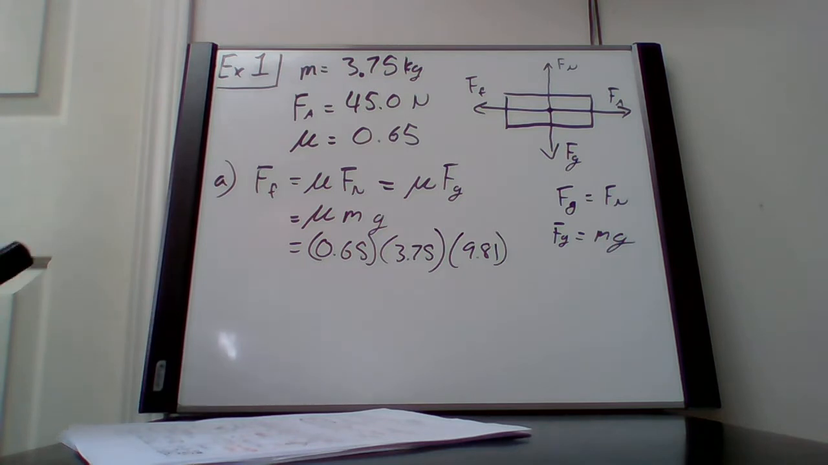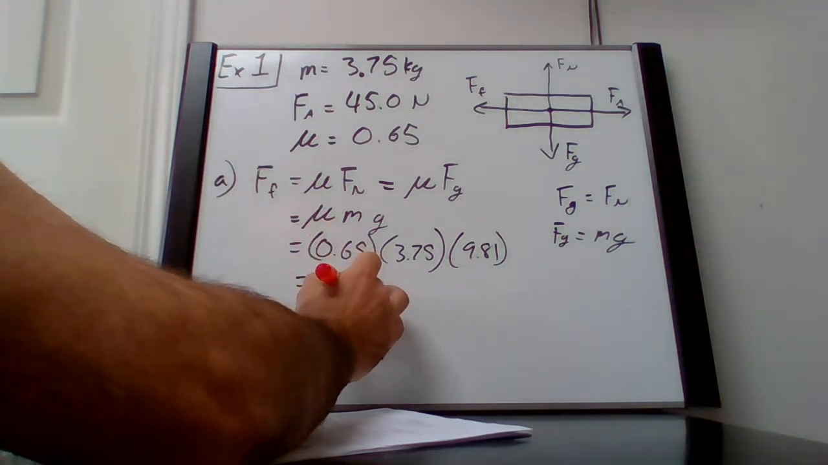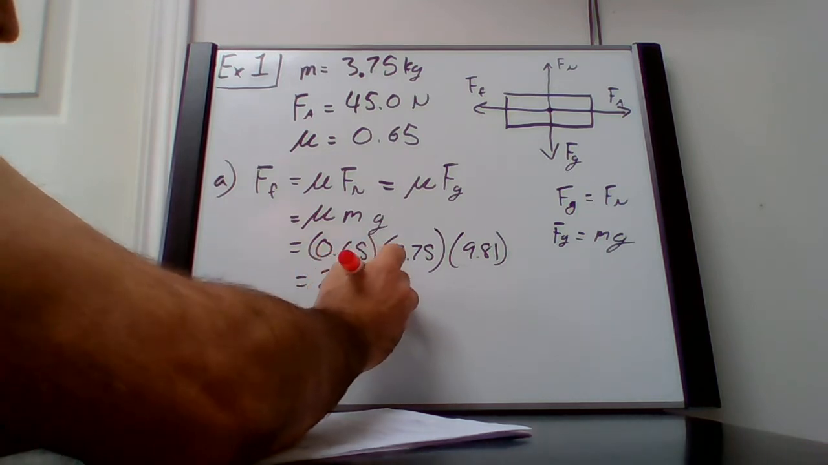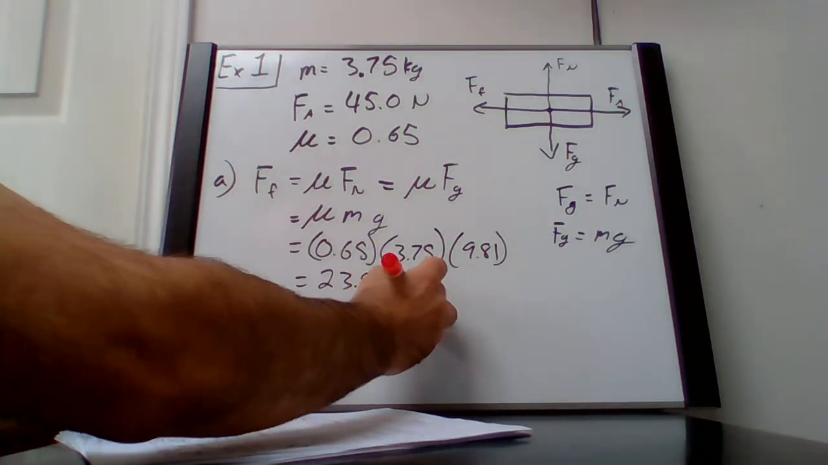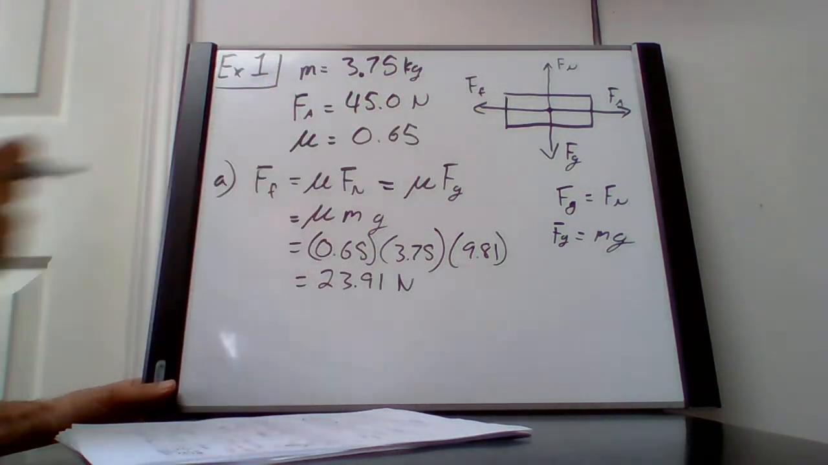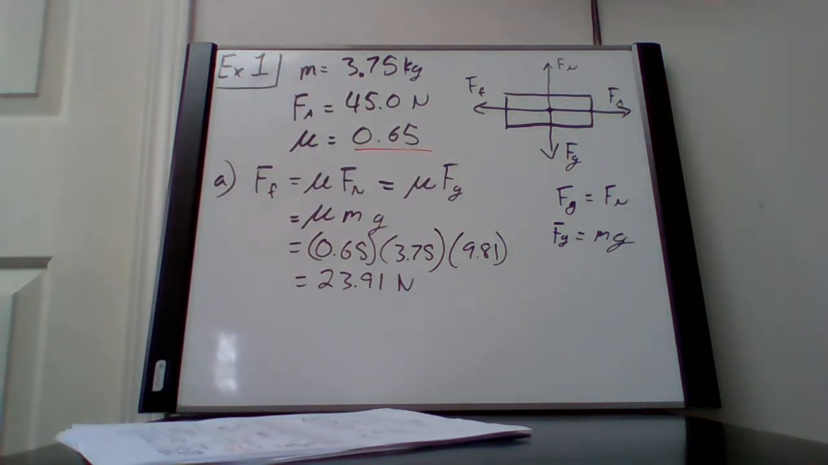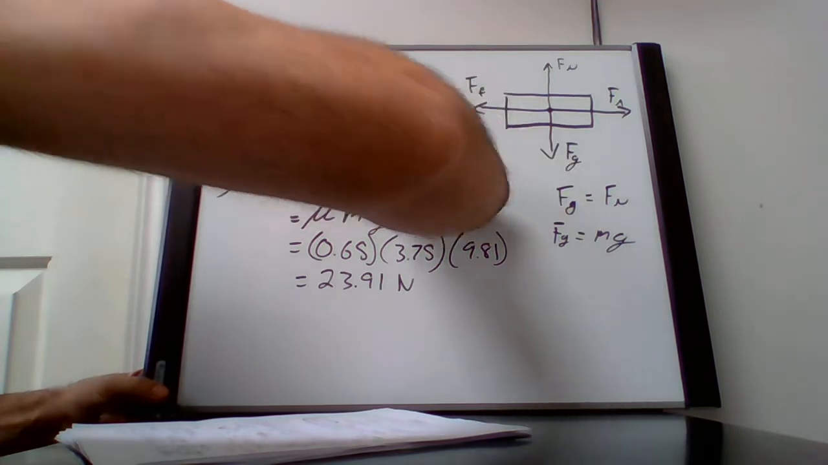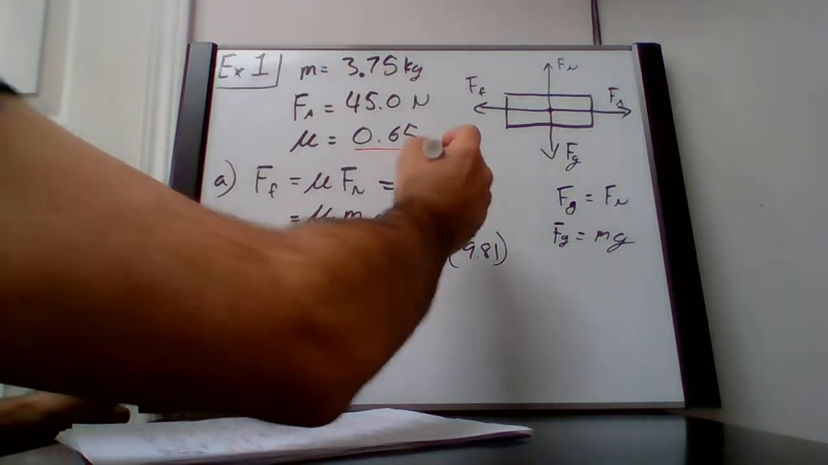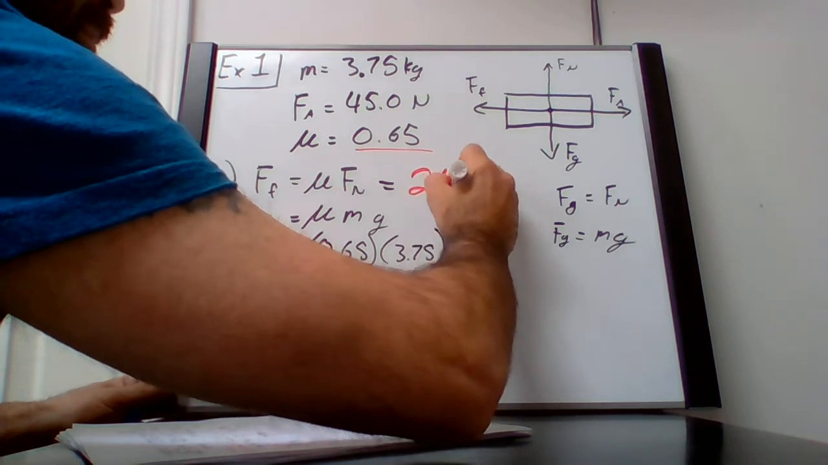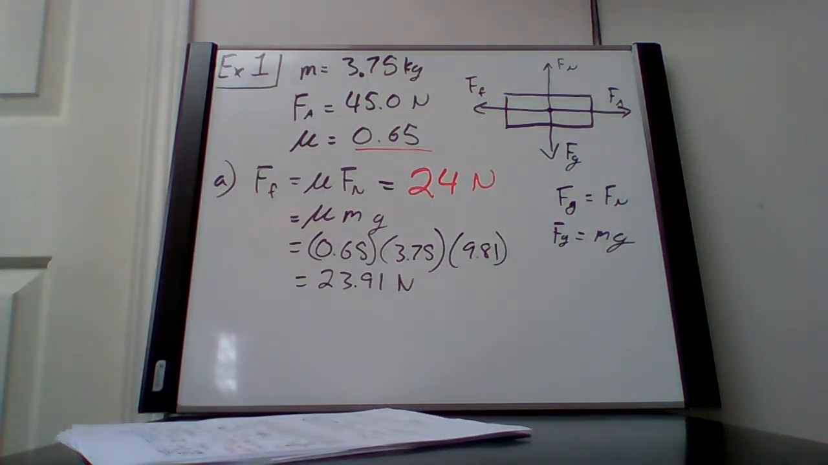Now all we've got to do is multiply these all out. So 0.65 times 3.75 times 9.81 gives 23.91 newtons. If we pay attention back up here, our coefficient of friction is what's going to set up our sig figs, okay? And we end up with a force of friction of 24 newtons. All right.